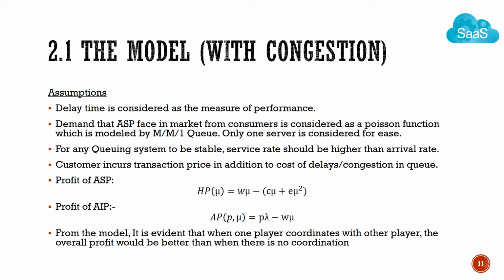So for the ASP, the cost of managing infrastructure increases with the complexity of the business model. This is actually the diseconomies of scale parameter and is represented by parameter E, as you can see in equation 1. So for this model, we can conclude that the profit would be better when one player coordinates with the other player than when there is no coordination between the players.